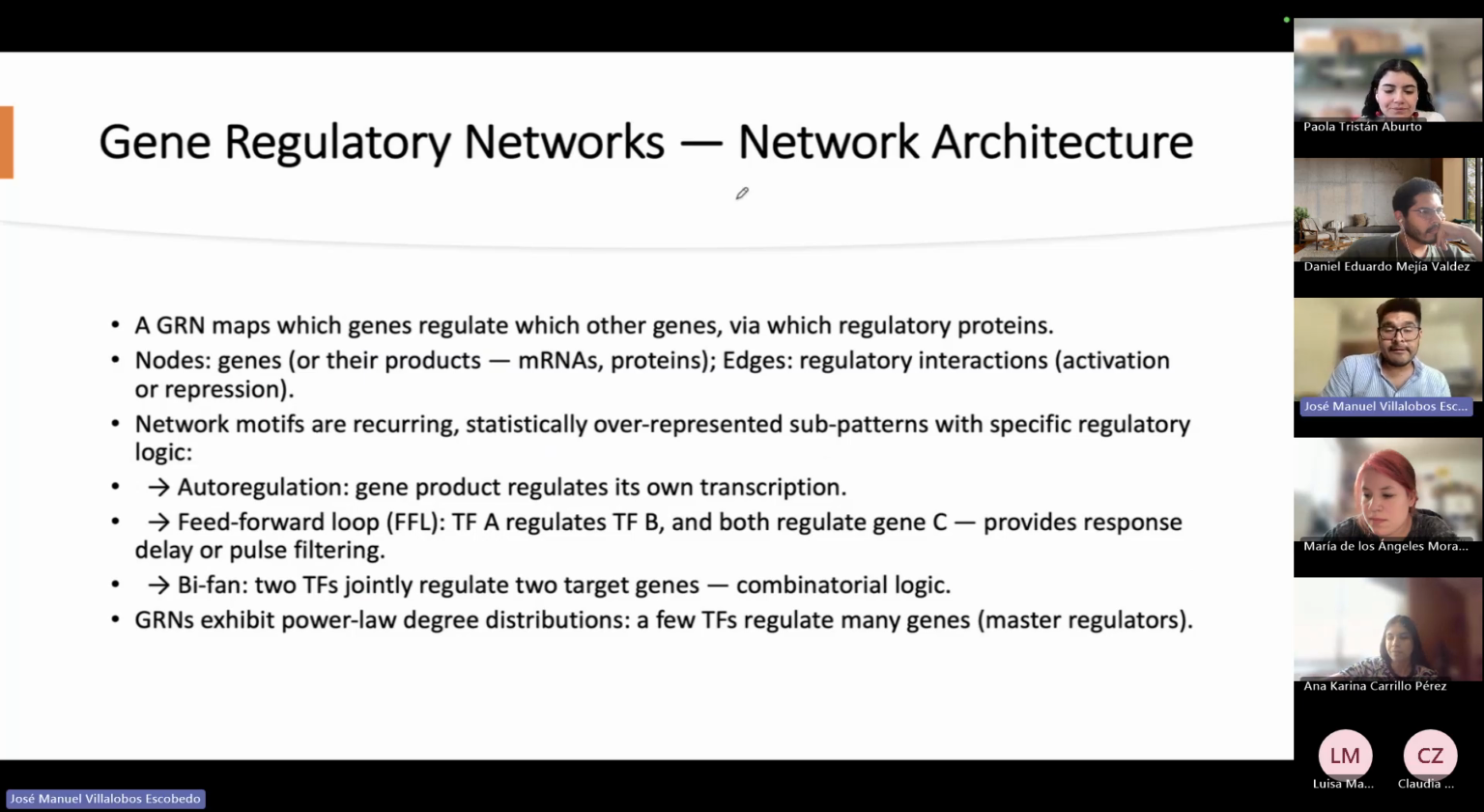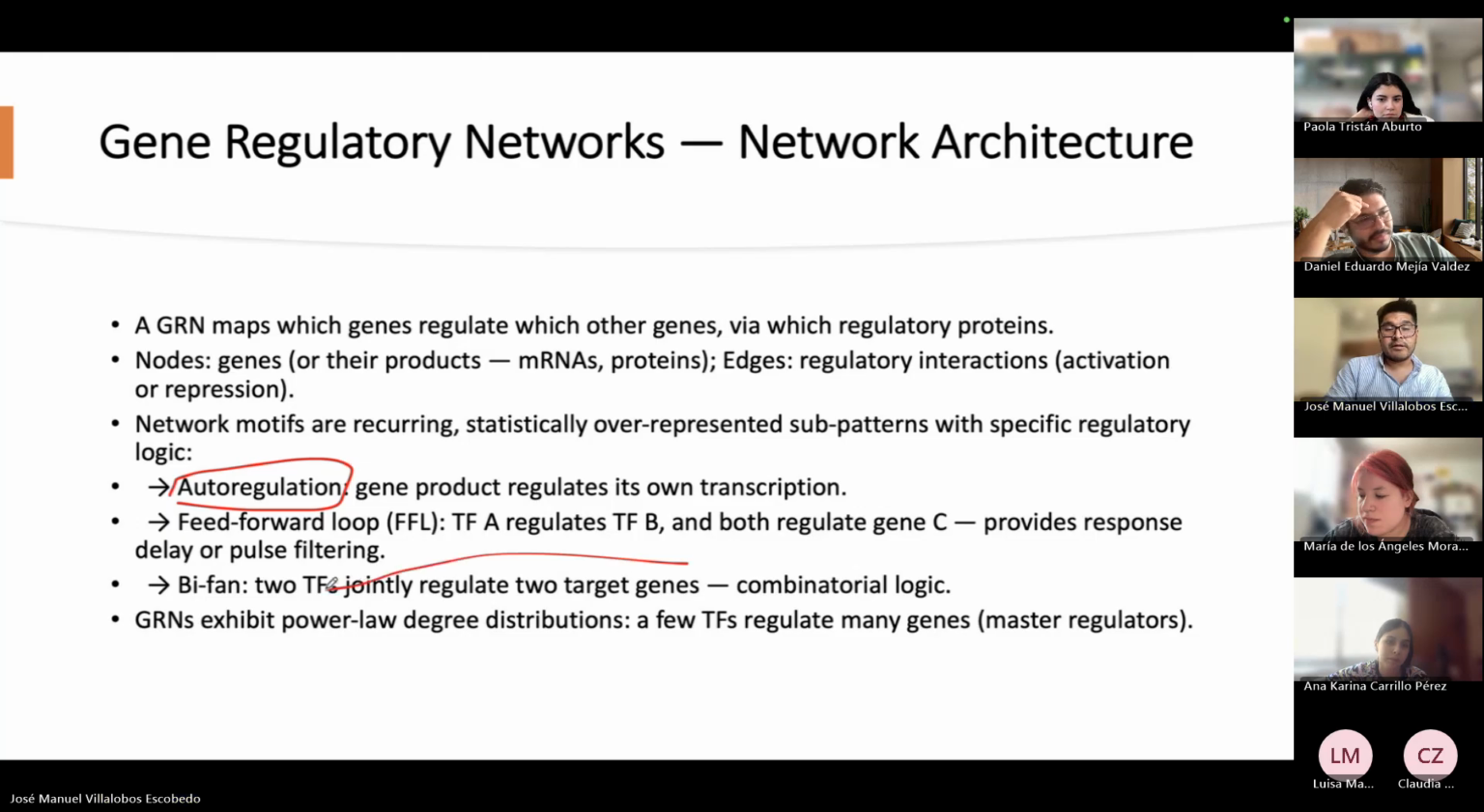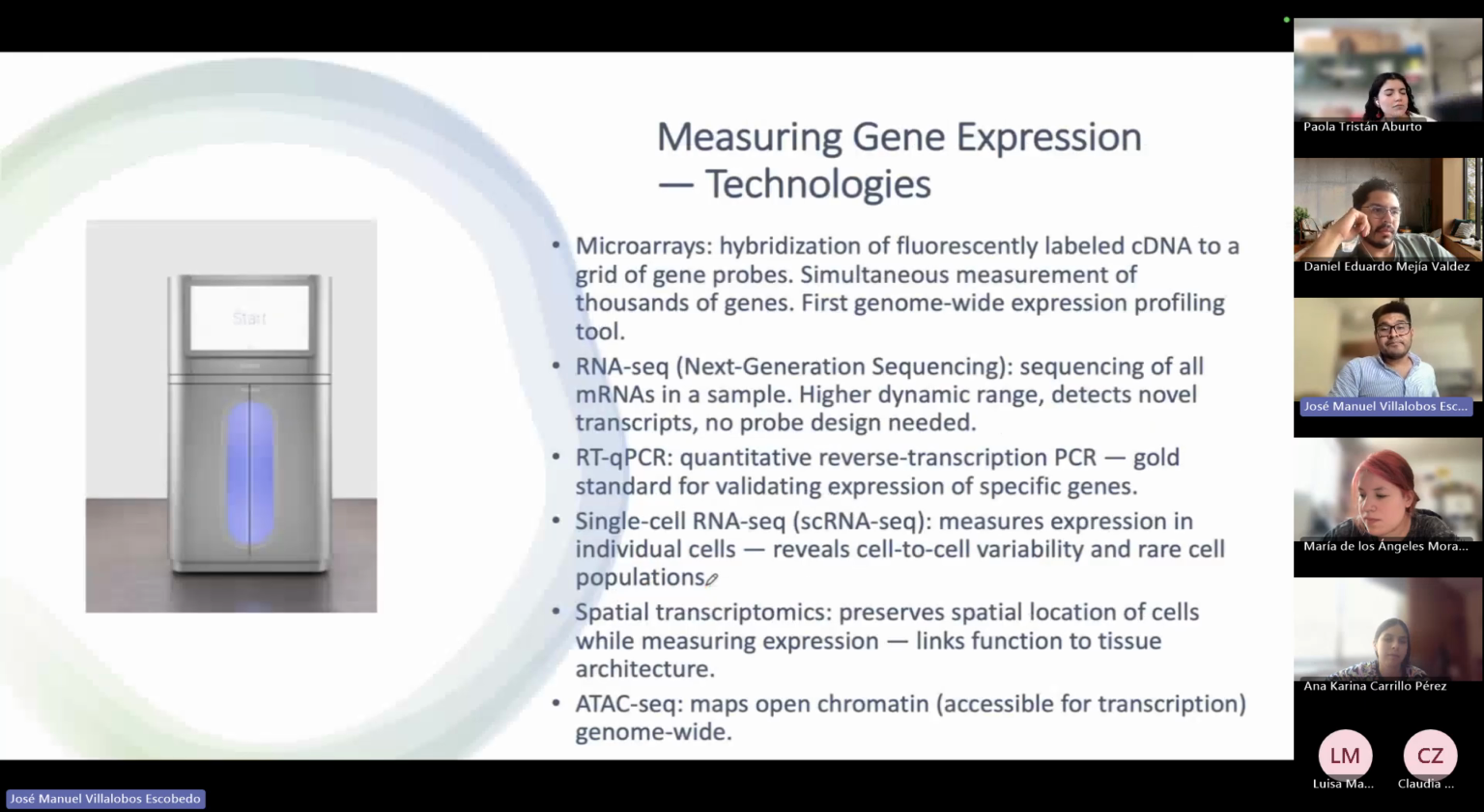So this is the architecture of this network, showing all of the regulatory interactions, and whether they have a motif in the network. If there is autoregulation, we can show a loop, and we can also show if a transcription factor regulates two or more genes. That is something that can happen.